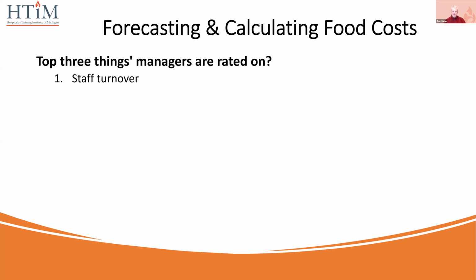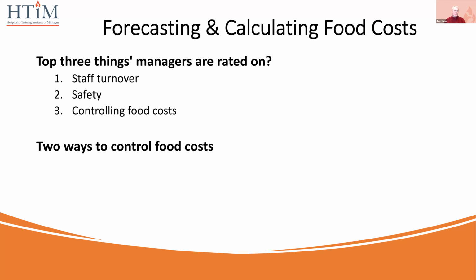So number 1, staff turnover. Number 2 is what most people probably know, but it just doesn't come to mind because of the other things, and that is the safety of your staff and customers, right? And then profitability, right? Controlling your food costs. Those are the top 3 things most all managers are rated on: staff turnover, safety, controlling food costs.